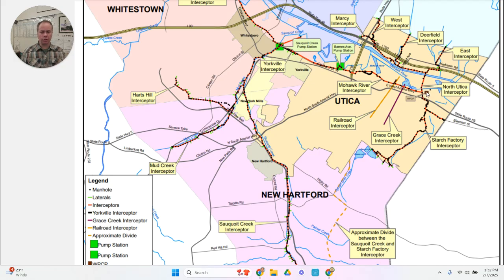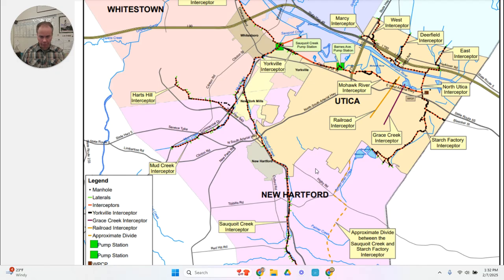It's right here. Basically anything in this area that you see colored in, anything that goes down a drain anywhere in this area is going to end up here at the wastewater treatment plant. How it gets there depends on where you live. For example, I'll use myself for example.